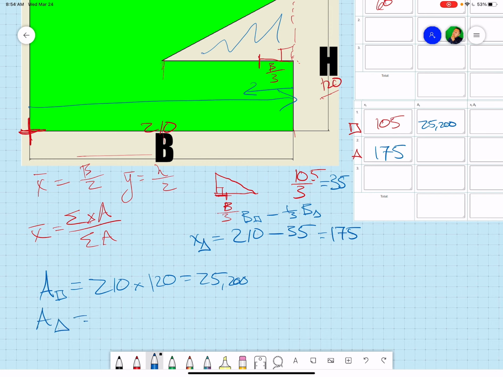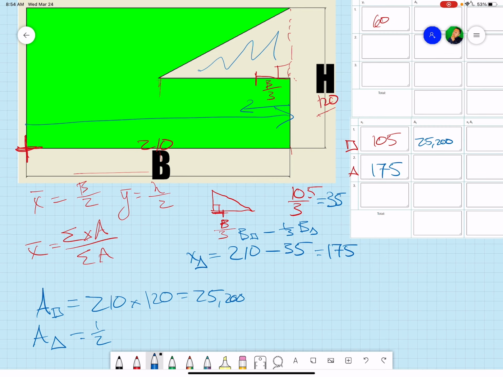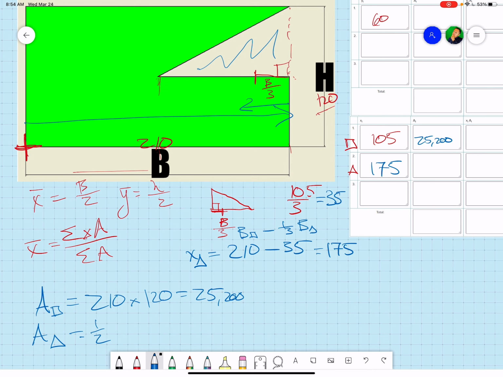Area of the triangle is going to be 1/2 my base times height. My base is going to be 105, right? My height is going to be half of 120, so 60. So I get 1/2 times 105 times 60. And I get 3150. Okay. So I want to point something out, though.